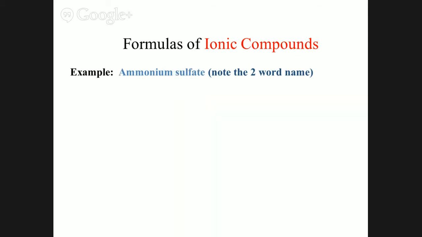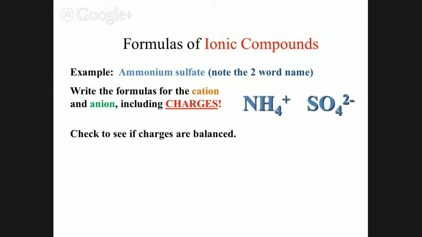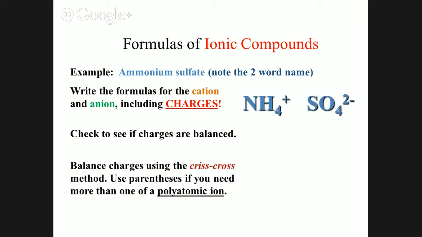Ammonium sulfate. Okay, all these are going to be 2-word names. We write out the cation and anion, NH4 plus, the only polyatomic for the positive ion, and SO4 2-. We see if they're balanced. +1, -2, not balanced. Okay, do the crisscross. And in this case, since I need 2 NH4s in the crisscross, I have to put it inside parentheses. And so there's my formula. (NH4)2 SO4.